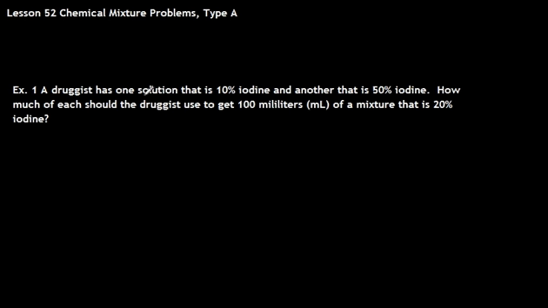I use these bucket things. I don't think the book uses the buckets, but I kind of like the buckets. Example 1: a druggist has one solution that's 10% iodine and another that's 50% iodine. How much of each should the druggist use to get 100 milliliters of a mixture that's 20% iodine?